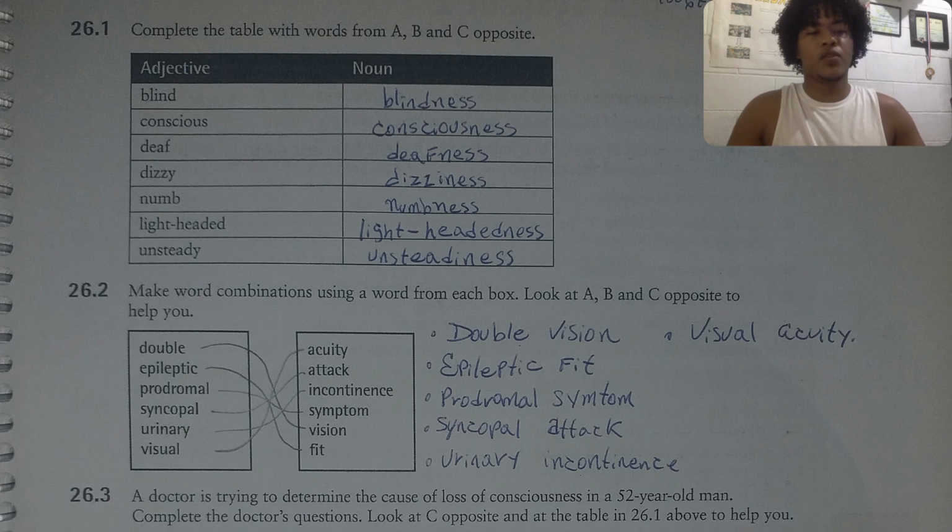Exercise 26.2. Make word combinations using a word from each box. Look at A, B, and C opposite to help you. Double vision, epileptic fit, focal symptom, syncopal attack, urinary incontinence, visual acuity.